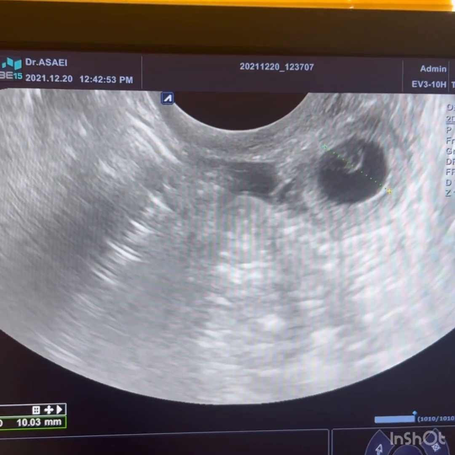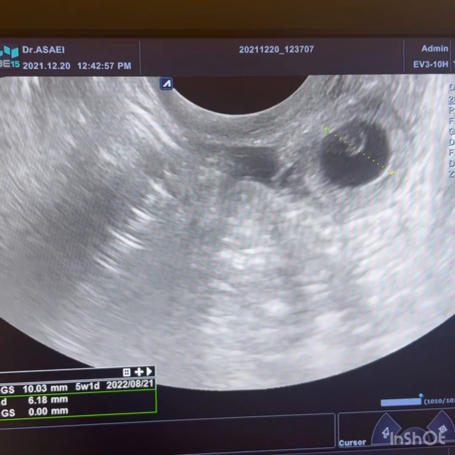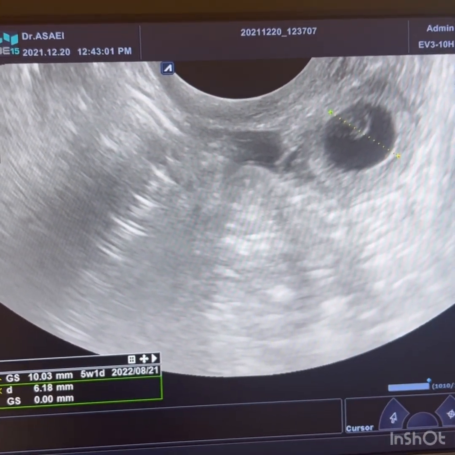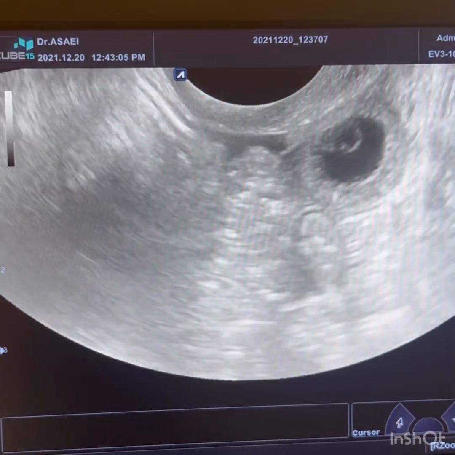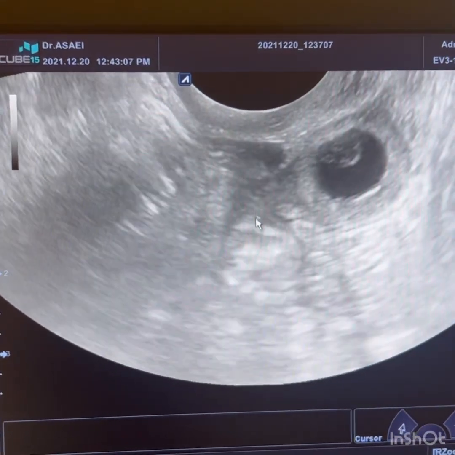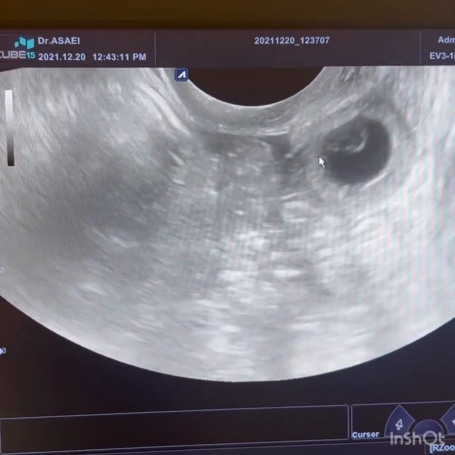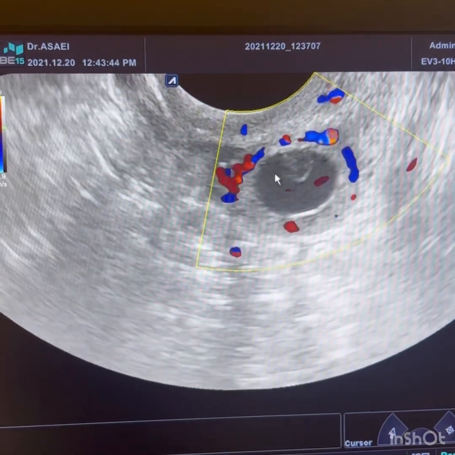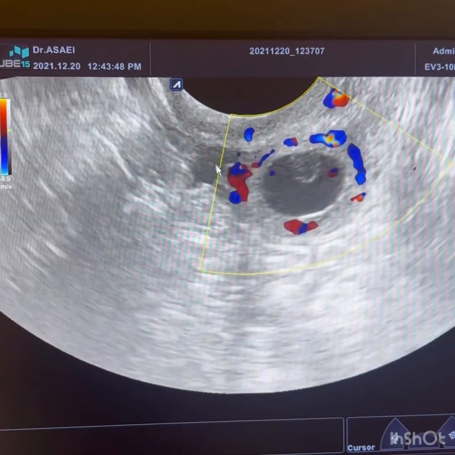Other findings of ectopic pregnancy, such as the tubal ring sign and ring of fire sign, are also seen in this patient. But the ring of fire sign, which is the vascularity around the ectopic pregnancy, is not always seen, and it also may be seen in corpus luteum of pregnancy.